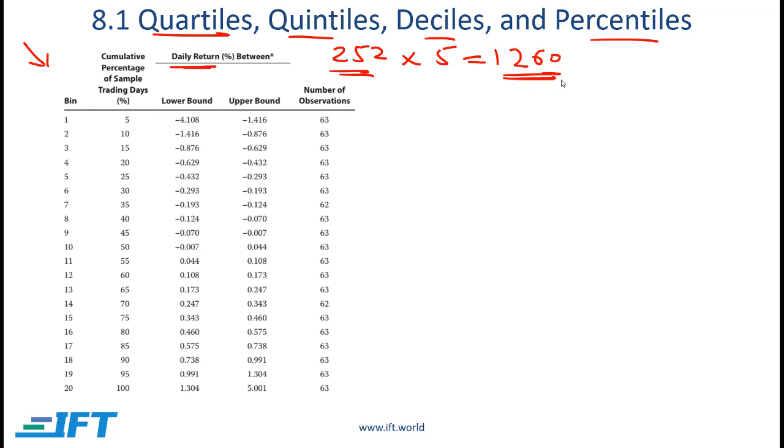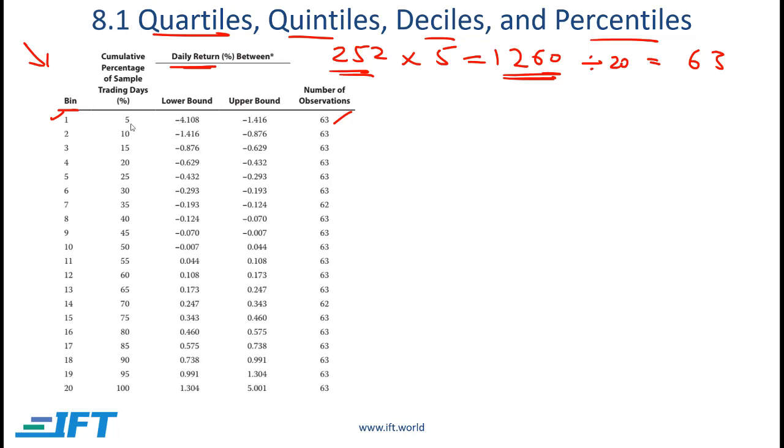But rather than look at these returns separately, what we want to do is divide these returns into bins or categories. Let's say that we want to divide these returns into 20 bins. So if we divide by 20, we get 63. This means that in each bin, we want 63 observations or 63 return numbers. Now, as we've discussed before, our data needs to be sorted from lowest to highest, which is ascending order. So in bin 1, we will have the smallest numbers.